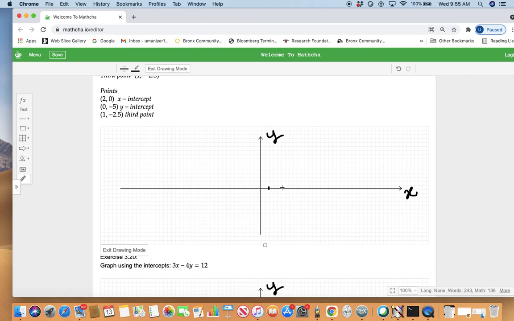Start with 2, 0. That is your x-intercept. 0, negative 5. That is my y-intercept. 1, negative 2.5. X coordinate 1, y coordinate negative 2.5. So it is precisely between negative 2 and negative 3. These are the 3 points. We are ready to draw the line joining these 3 points.